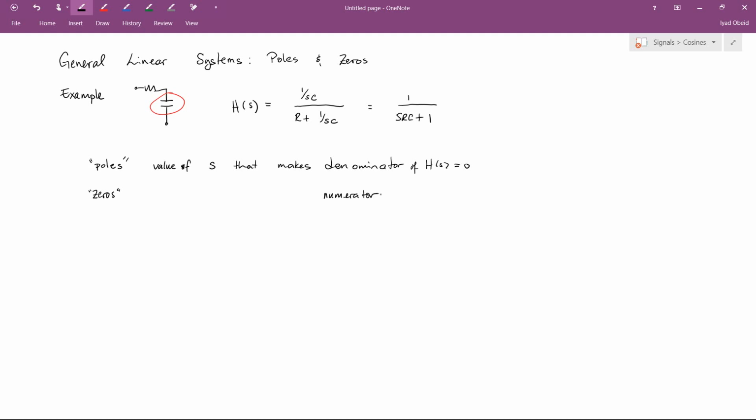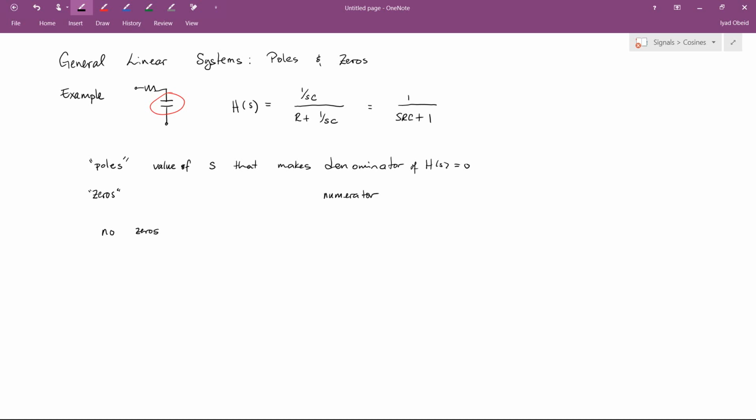So let's start with the zeros. Let's start with the numerator. Are there any values of s that make my numerator equal to 0? And the answer is there are none. There are no values of s that will make my numerator anything other than 1. So in this case, I can say we have no zeros.